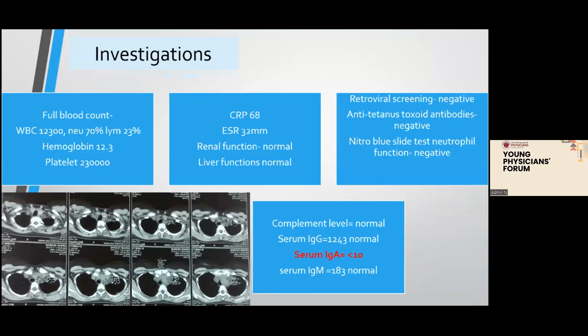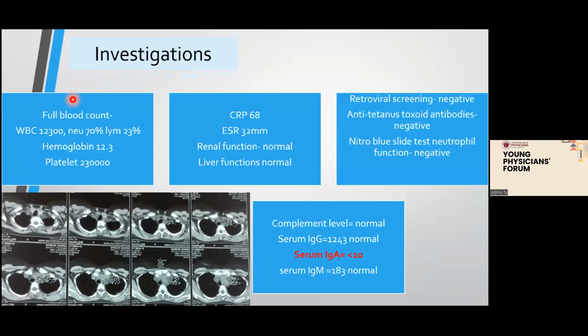So this is the CT scan. You can see, this is before surgery. You can see the focal bronchiectasis changes mainly in the left upper lobe. So we did some basic investigations. Full blood count was normal. Absolute neutrophil count was normal. CRP was a little elevated, 68. ESR was 32. Renal and liver functions were normal.